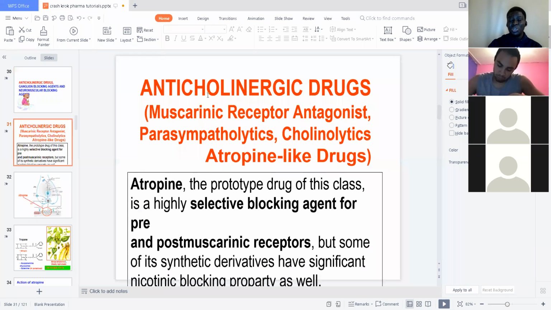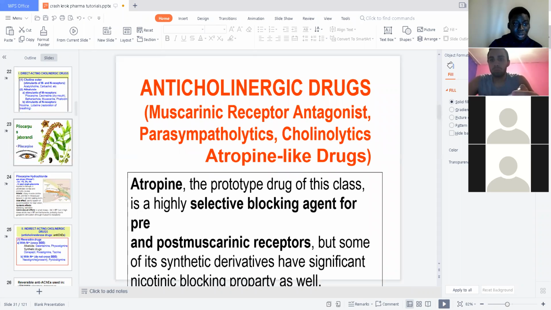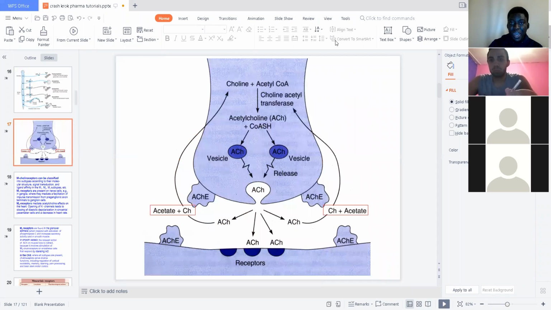anticholinergic drugs. These are drugs that oppose or inhibit the cholinergic system. They oppose rest and digest. The most popular drug of this class is atropine. You're going to see this in your KROK question for sure. Atropine prevents the action on muscarinic receptors. It's going to block the receptors, so acetylcholine cannot act on them. So it's going to cause the opposite effects.